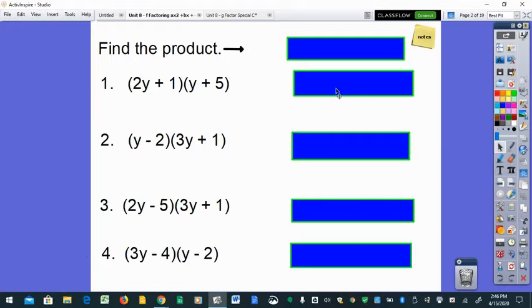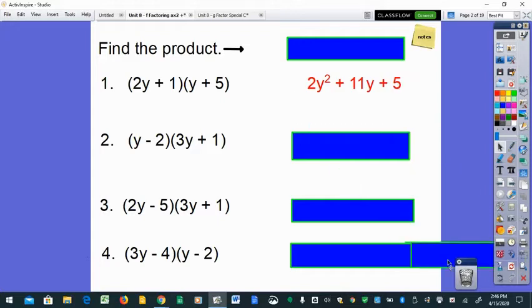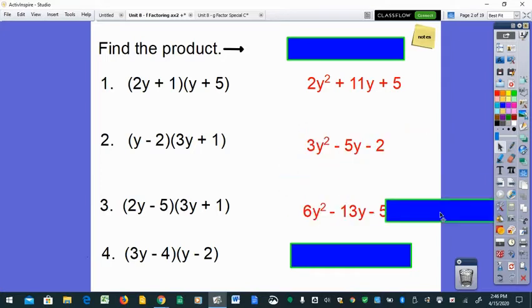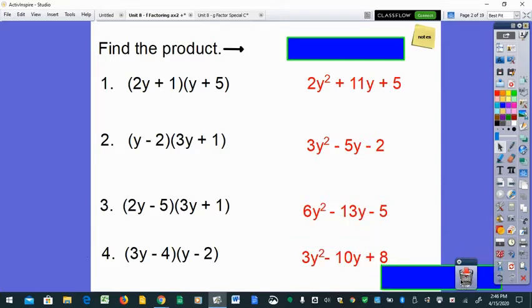Okay, guys, so let's see. When you FOIL, did you get 2y squared plus 11y plus 5? 3y squared minus 5y minus 2? And 6y squared minus 13y minus 5? And finally, 3y squared minus 10y plus 8.